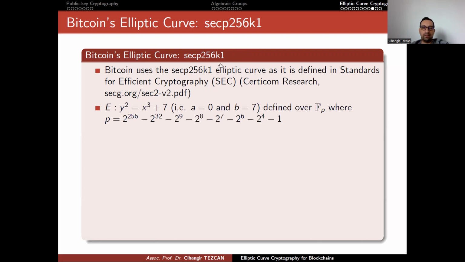And the chosen elliptic curve is defined as follows: y squared equals x cubed plus 7. As you can see, there is no x term here. This means that a is chosen as 0, and this is 7, so this means that b is chosen as 7.